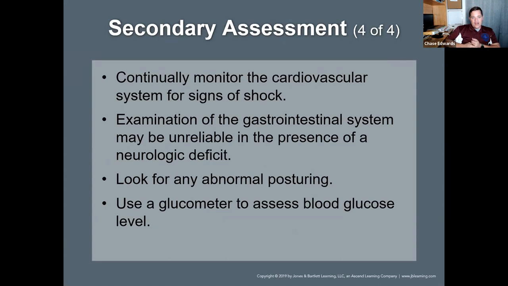So in case you have an altered mental status and you can't really find any other type of injury, then you want to be sure to use that glucometer to make sure that it's not hypoglycemia. Hypo or hyper. That's not some sort of glycemic as your injury.